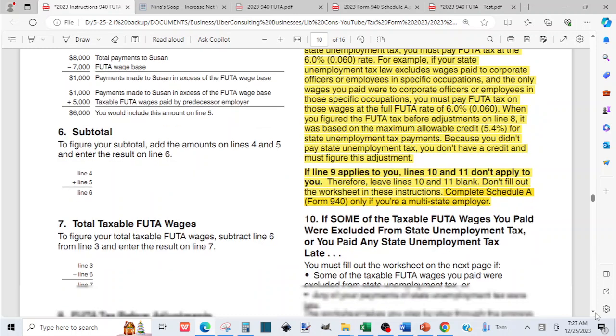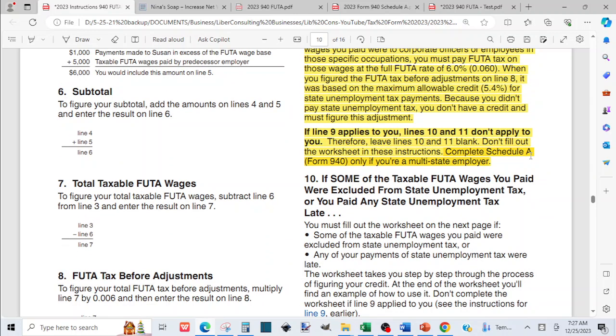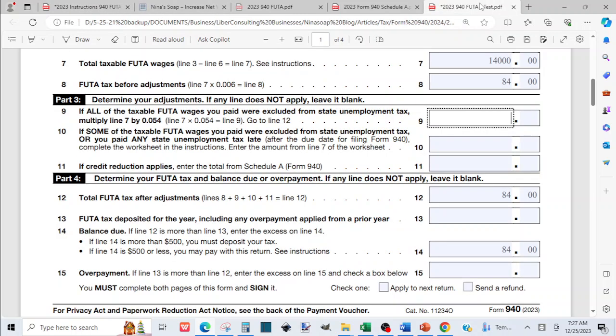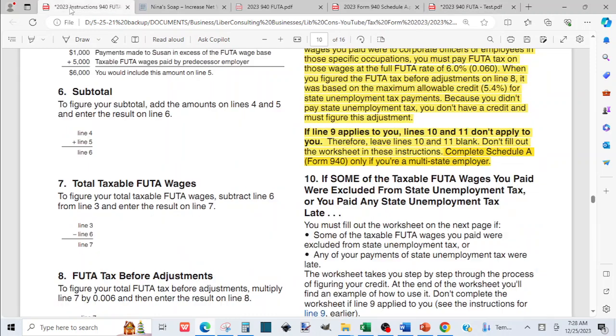Complete Schedule A only if you are multi-state, and it's related to line 9. If you are from a credit reduction state and you pay your state's unemployment tax on time, and none of your FUTA tax wages is excluded from unemployment tax, you will not complete line 9. Therefore, you need to complete Schedule A and complete the credit reduction section, line 11. So just keep that in mind. The condition not to complete it is because line 9 is already taxing you at the max.